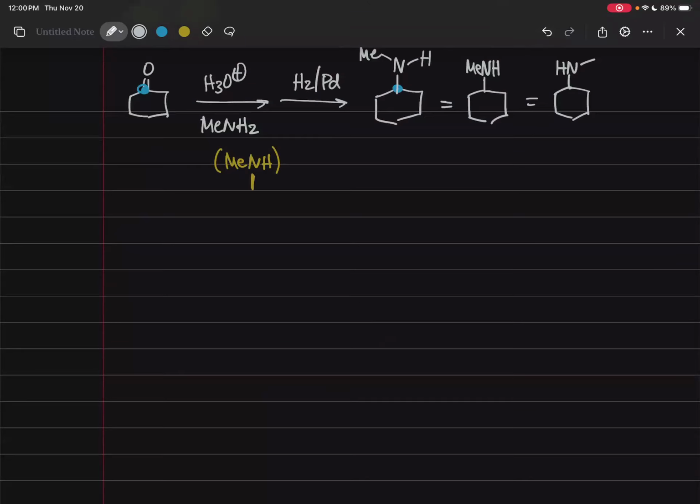Okay, so I'll give you a couple of examples to work on. Actually, one more thing. Again, not necessary, but it may help you to draw out this extra hydrogen that gets added to what used to be the carbonyl carbon. That's where the reductive part of reductive amination comes from.